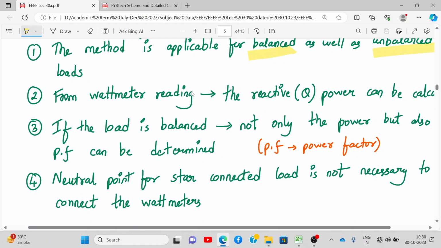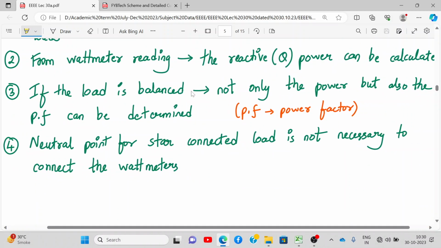From this wattmeter reading, you can find reactive power. How can you find reactive power? Root 3 (W2 minus W1), right? That is the formula. Now, if the load is balanced, not only the power but also the power factor can be determined. From this method, root 3 VL IL cos phi is determined automatically, right?